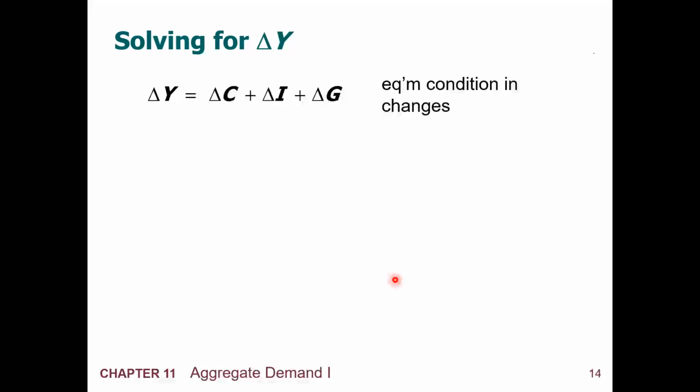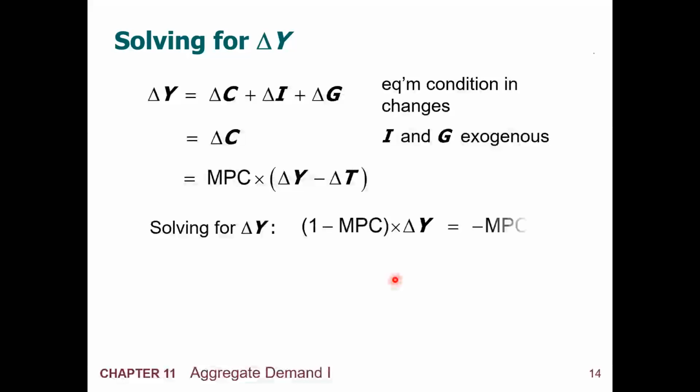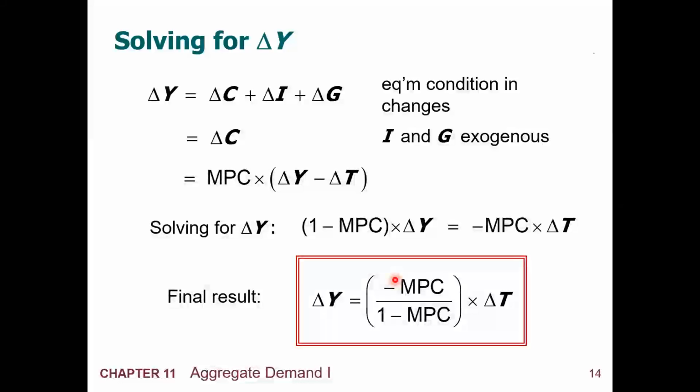Solving for the change in Y. All right. So solving for the change in Y. Remember always that the change in output is equal to the change in consumption plus the change in investment or government spending.